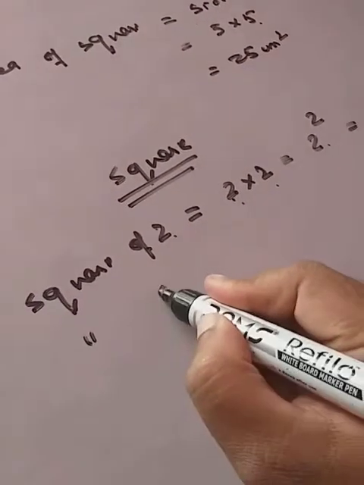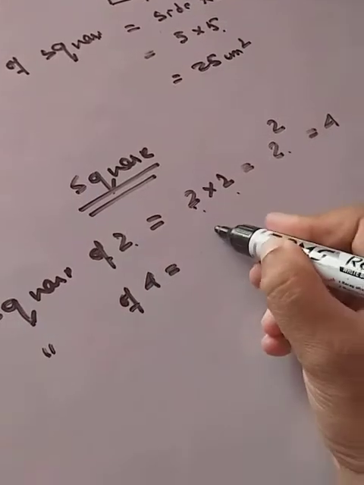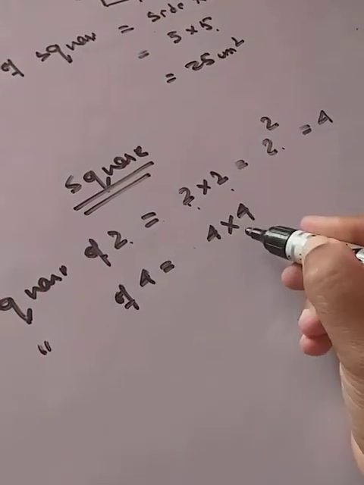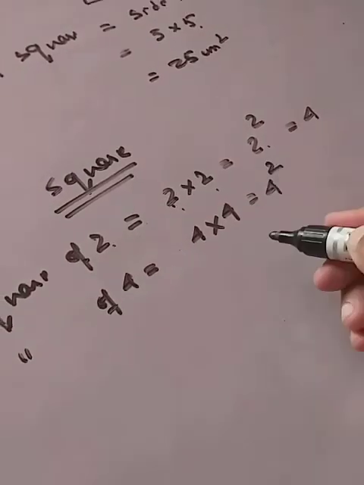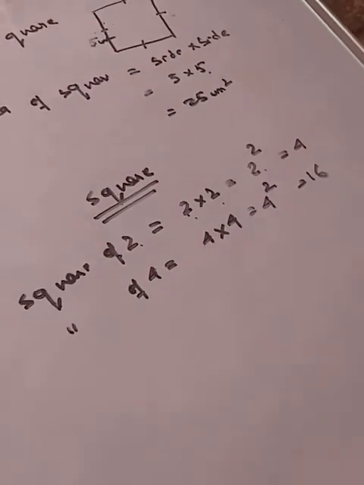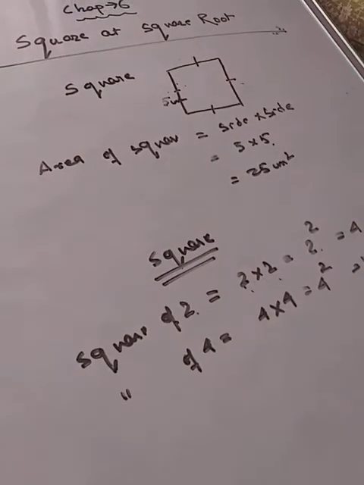Similarly, square of 4. That is 4 multiplying by itself, that is 4 multiplying by 4 only. So how to write this? 4 square. Answer is 16. Understood the meaning of square?